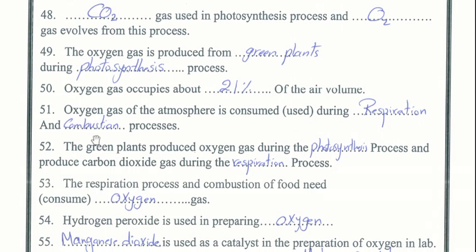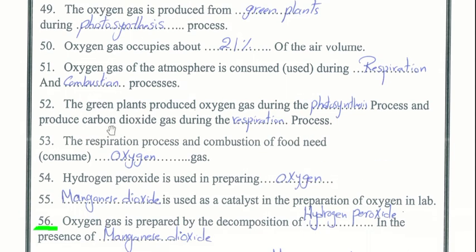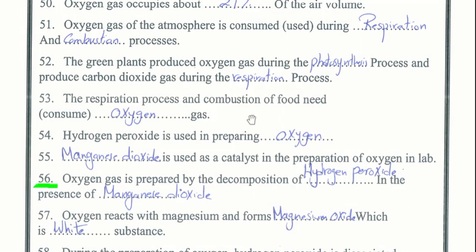Okay. 49. Oxygen gas produced from green plants during photosynthesis process. 50. Oxygen gas occupies about 21% or 1/5 of air volume. 51. Oxygen gas in atmosphere used by respiration, combustion, respiration, burning. 52. The green plants produce oxygen gas during photosynthesis process and produce carbon dioxide gas during respiration. 53. Respiration and combustion needs what? Needs oxygen.